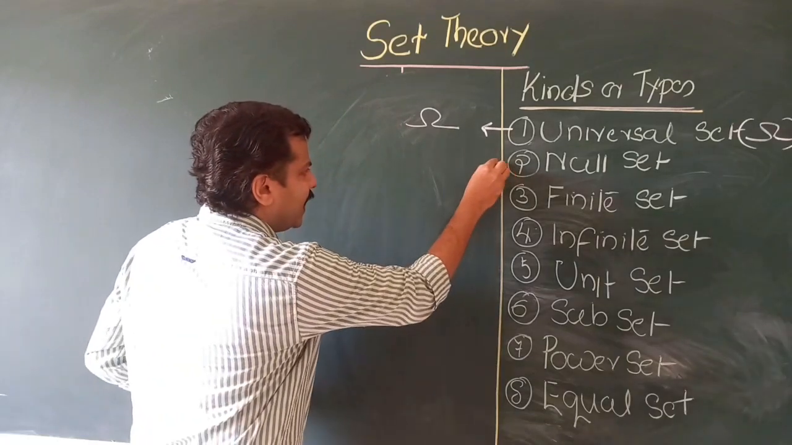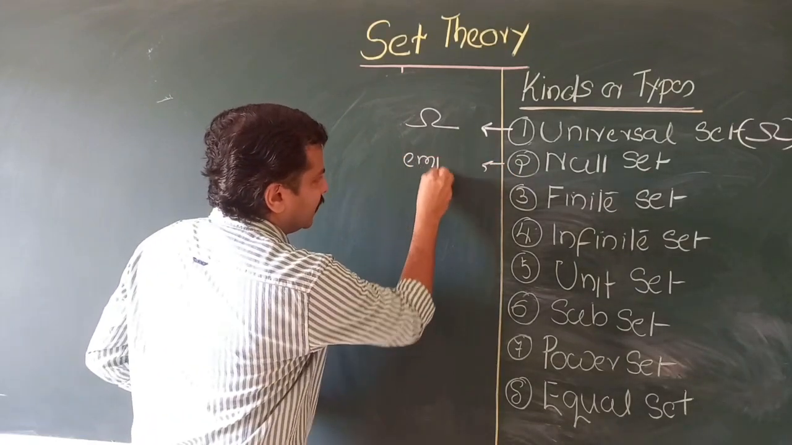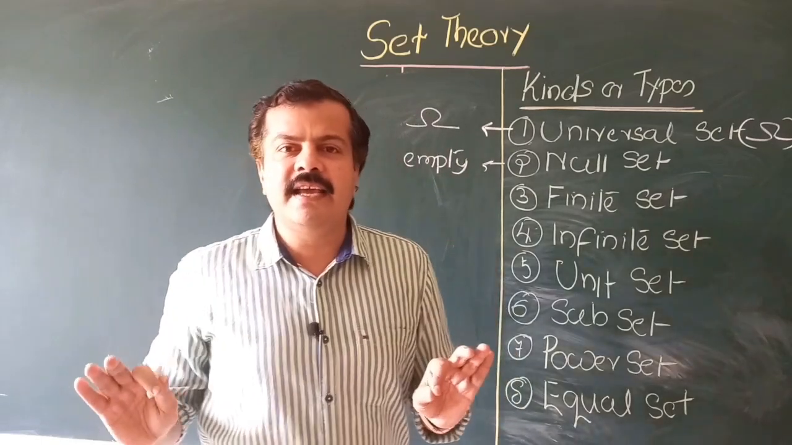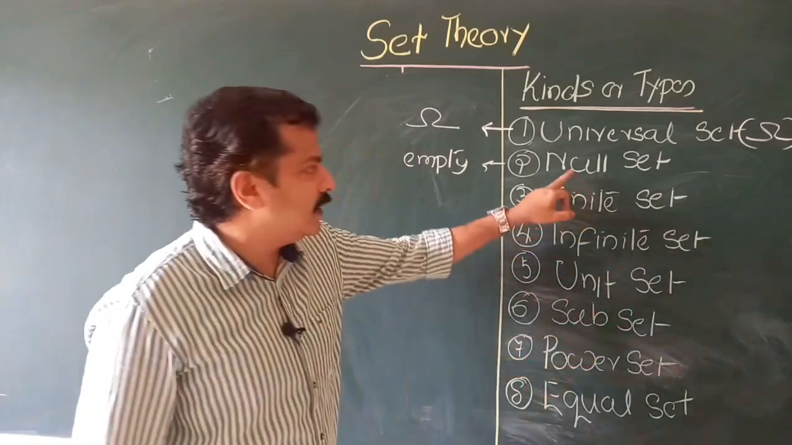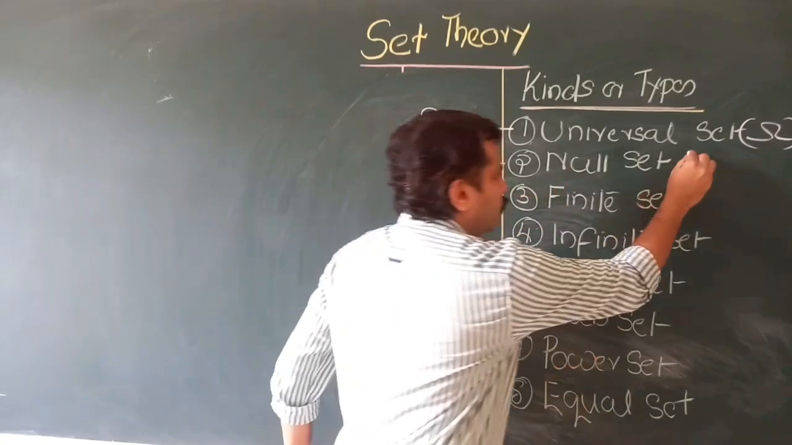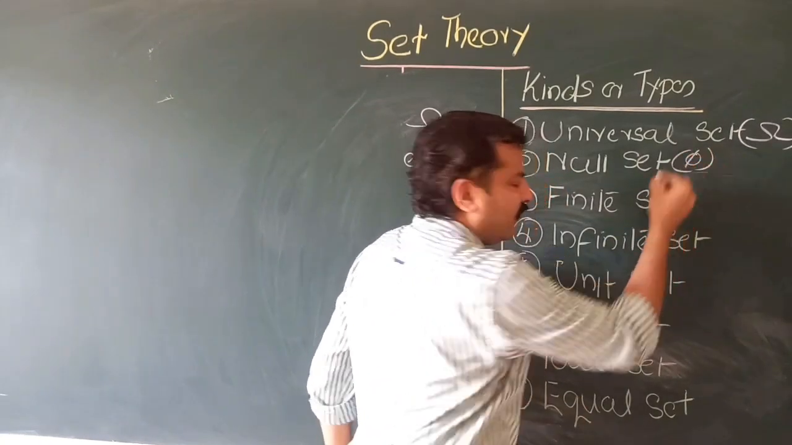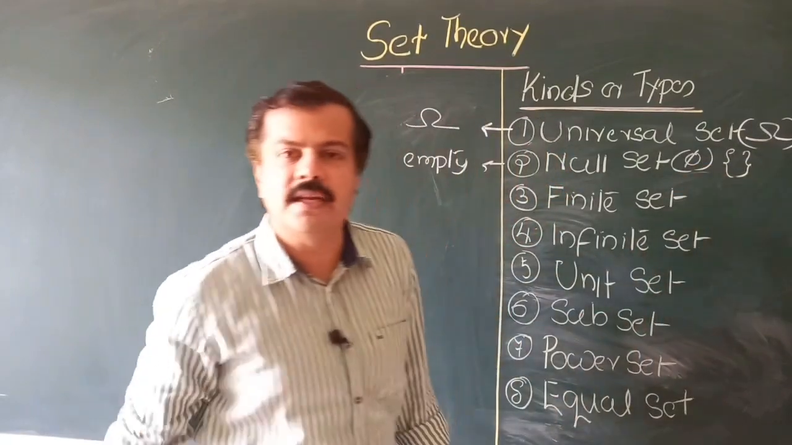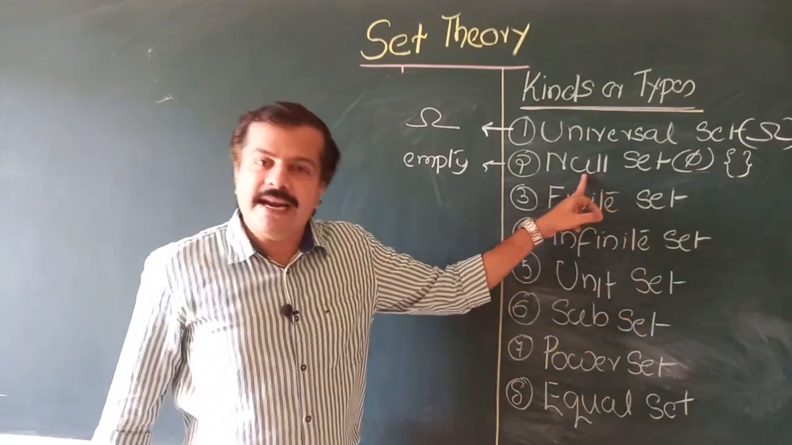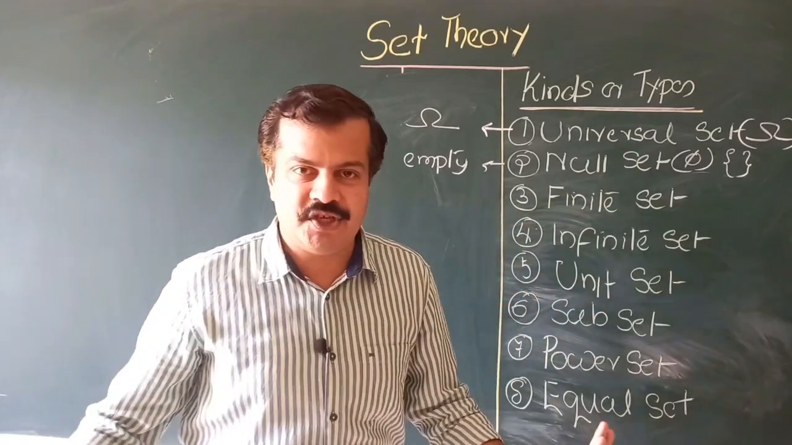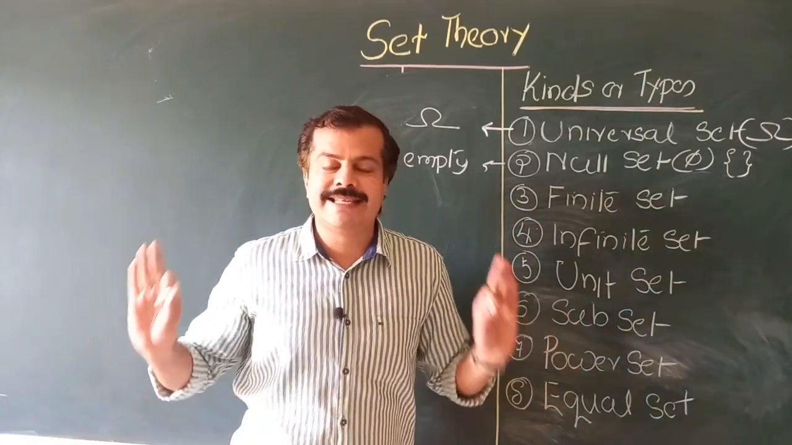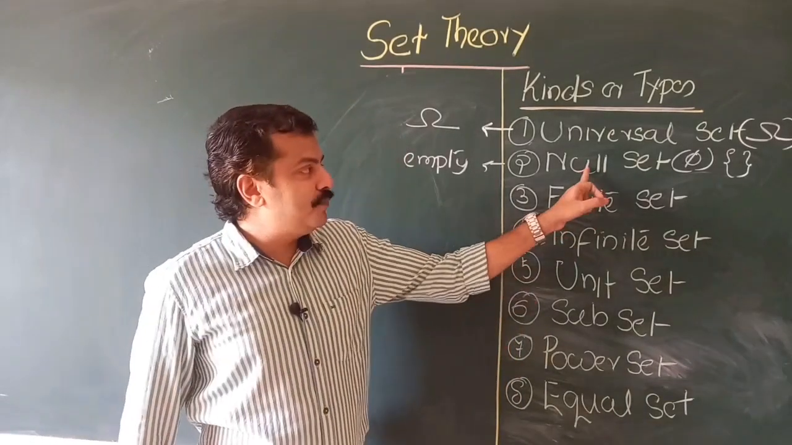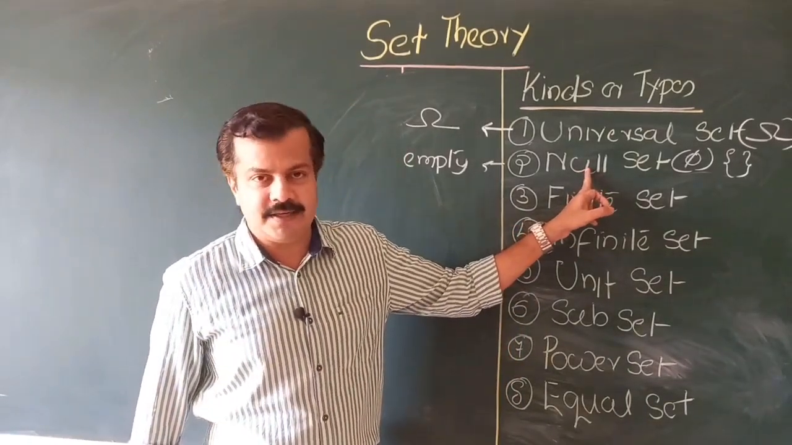Now, the exact opposite is the null set. Null set is nothing but an empty set. That means a set containing no element is known as a null set. We usually represent it by the symbol phi, either phi or two brackets with no element in them. So null set means an empty set.